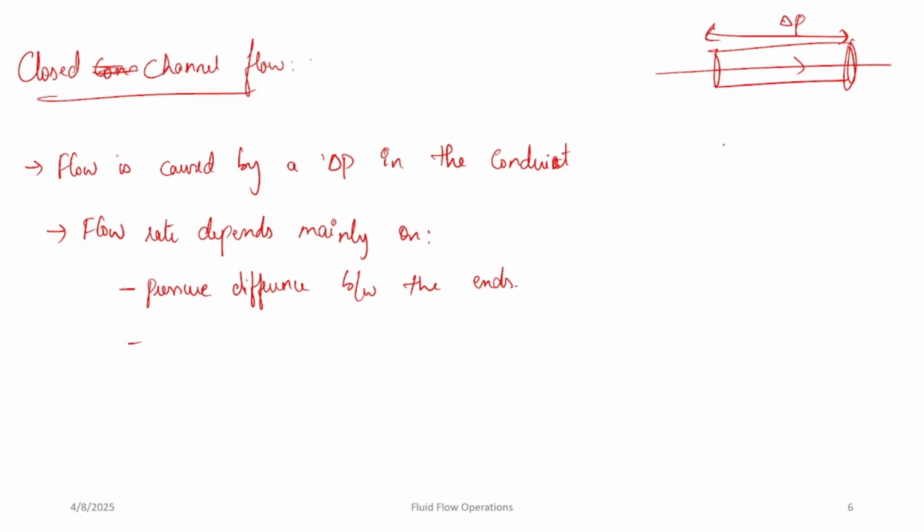Let's say you're applying a 10 Newton pressure difference across a length of 10 meters. And there's one more case where you're applying the same pressure difference across a length of 100 meters. How would the flow rate vary? In the second case, the flow rate will be less, because it is getting diluted over a larger length. So distance is also an important parameter which will determine the flow rate.